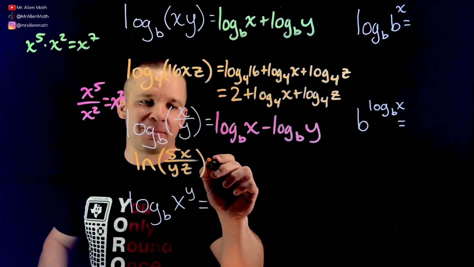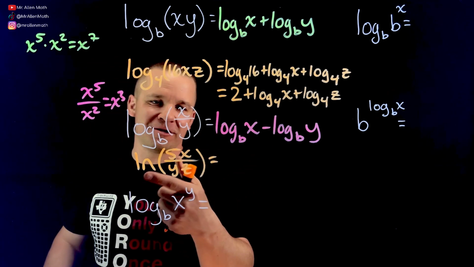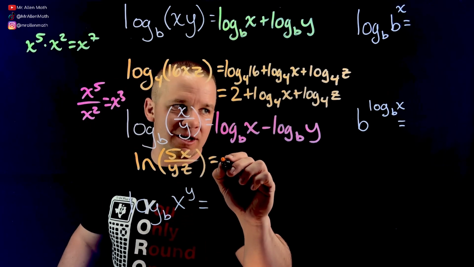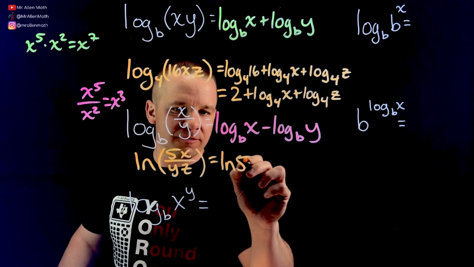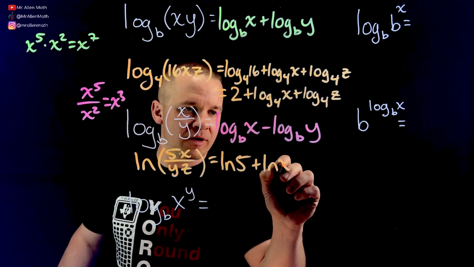I already combined properties. Sorry, guys. I'm already getting crazy here. We got multiplication in the numerator, okay? So we got, I couldn't help myself. We got natural log of 5, multiplication, right? It's in the numerator, plus natural log of x.